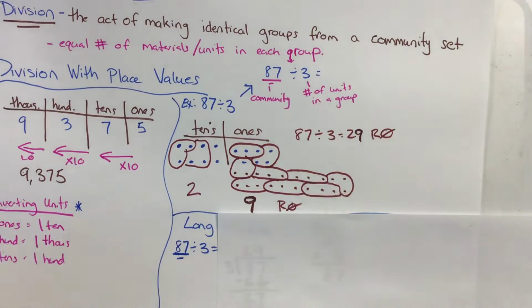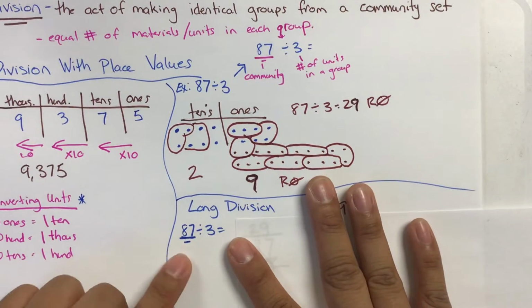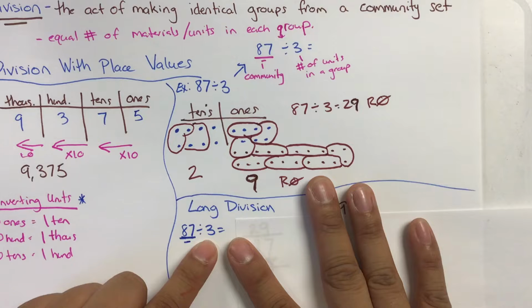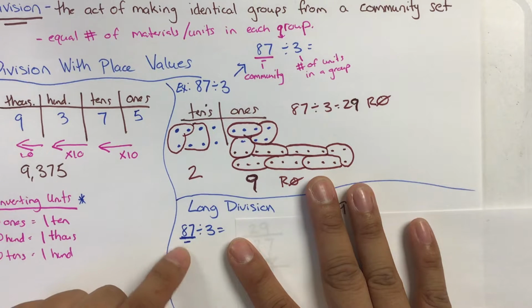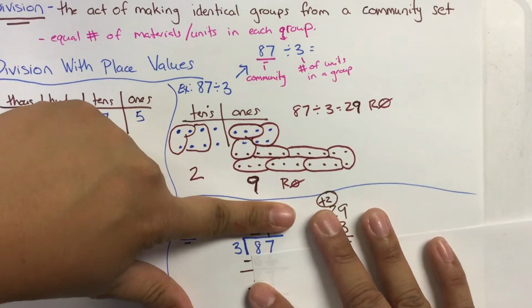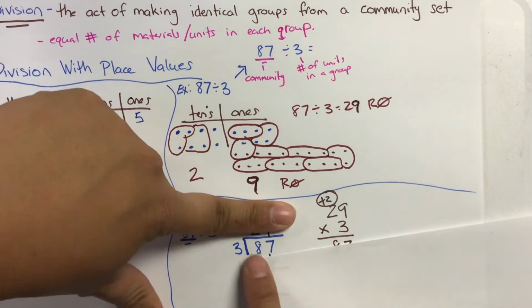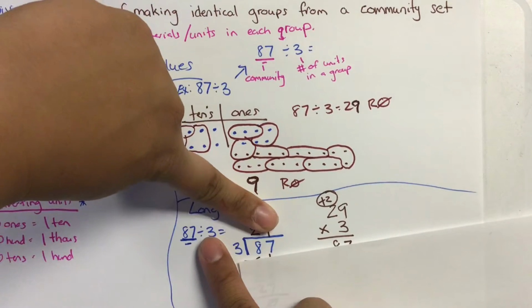Now, what if we take a look at this problem using long division? Okay, we're going to start down here for long division, and we're starting out with 87 divided by 3. This 87, that community set that I mentioned before, is going to go inside this box right here, just like we're pulling stuff out of a box that we need to sort out. So it's going to be 87 there, and then we're going to divide it into groups of 3.